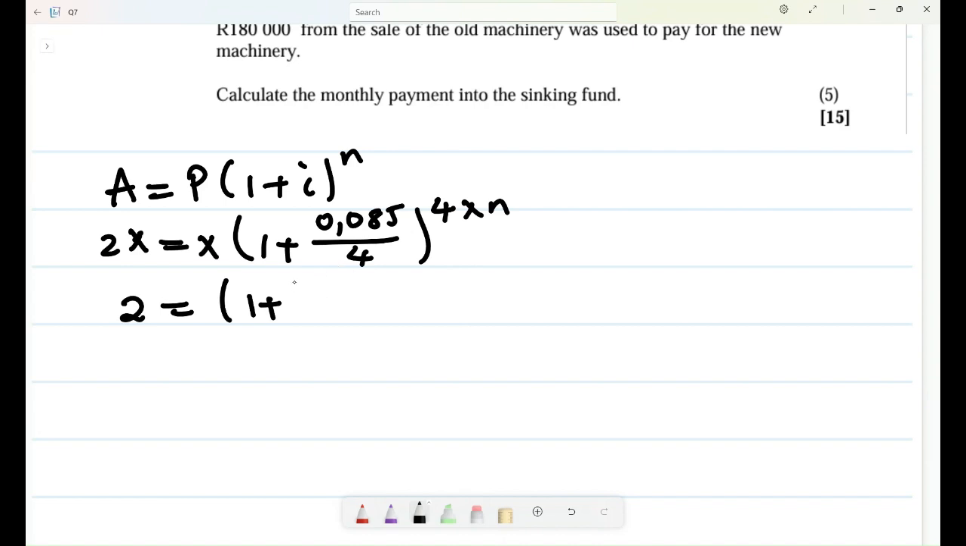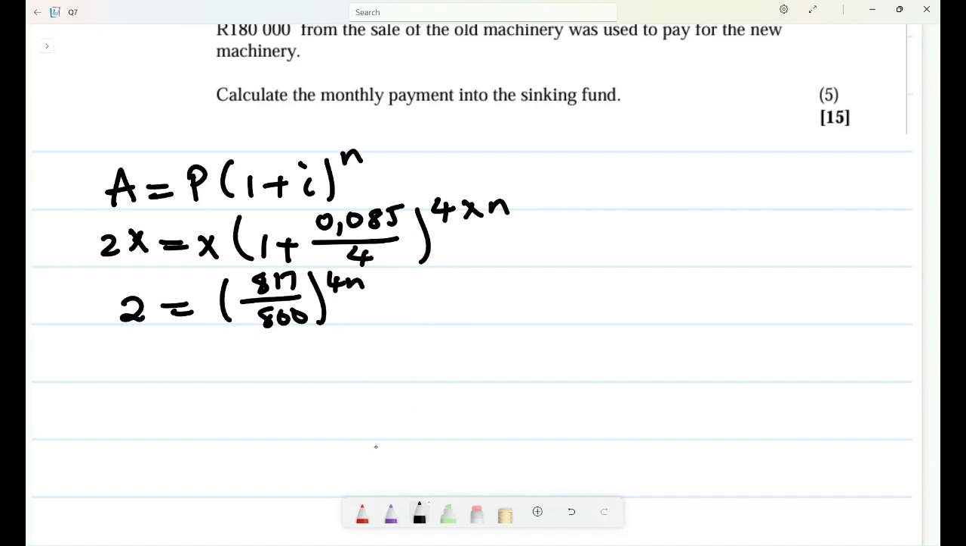Let's leave this as it is. All right, say 0.085 divided by 4. Or rather, let's punch all of it on our calculator and see how much it gives us. 1 plus 0.085 divided by 4. So it gives me something like 817 divided by 800 to the power of 4n.